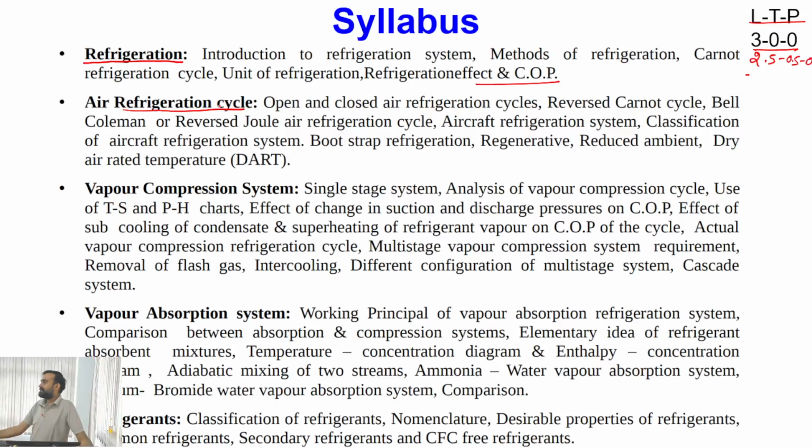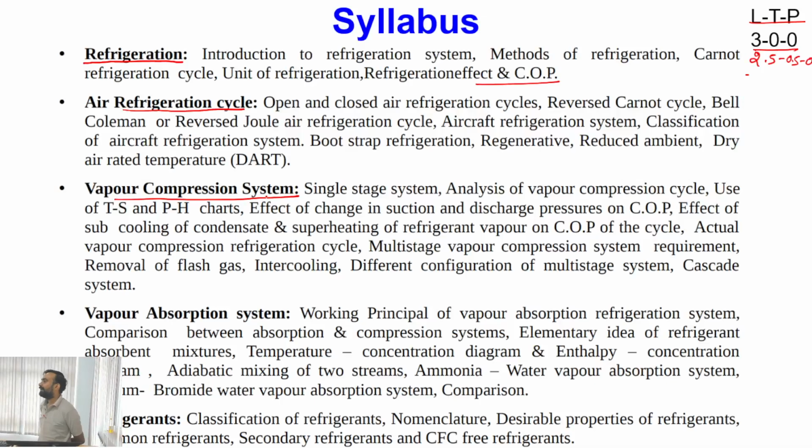If we operate in a reverse manner, so instead of producing power, if we supply some work input, we can achieve the refrigeration effect from the same cycle only. That type of cycles we will try to see over here. Second is the vapor compression system. Basically, this is the system which operates in a two-phase design.